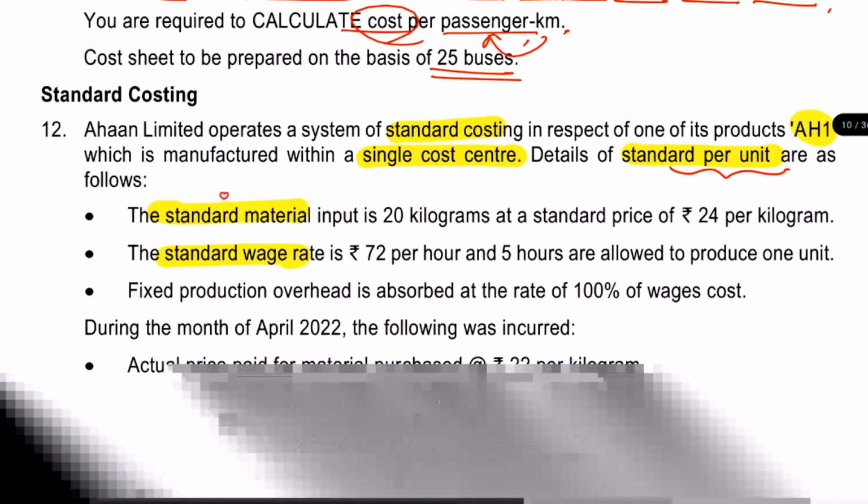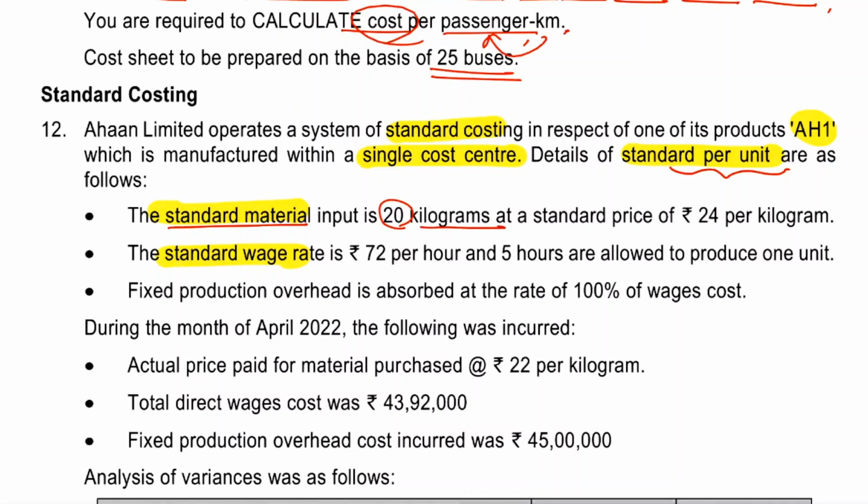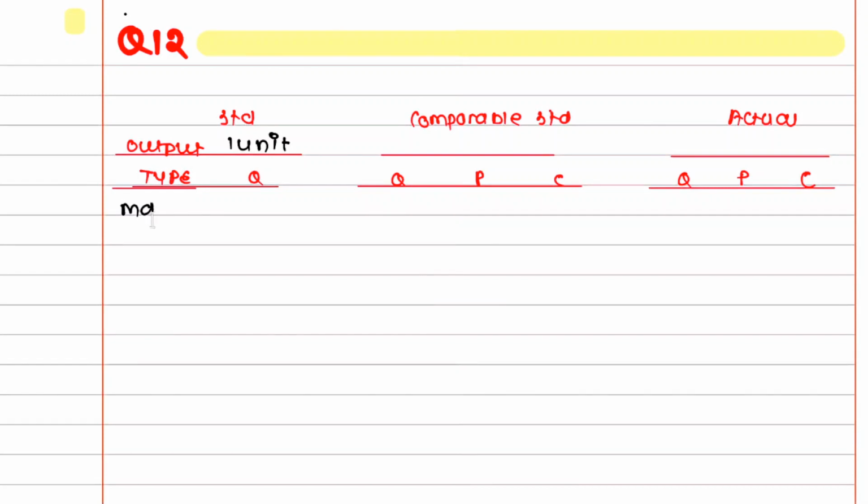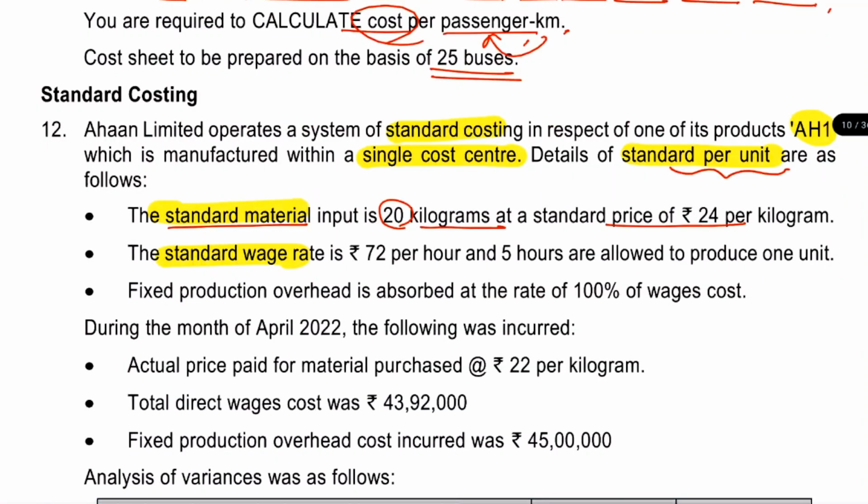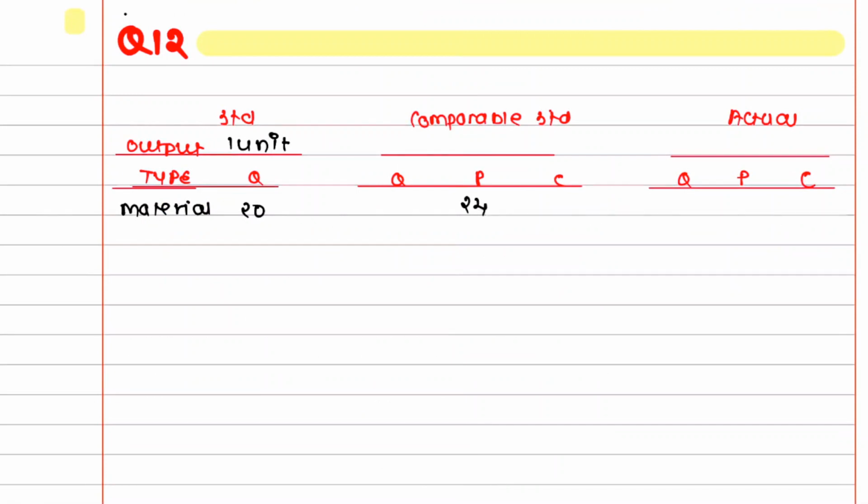If I read, the standard material is 20 kilograms at a price of rupees 24 per kilogram, if you see. So here we have data that can be seen: your price is 24 rupees here, and 20 kilograms of plastic, kg. We can write kg instead of kilogram. For 1 unit how much material is required? 20 kg, and that is going to be purchased at what price? That was given as 24. So I can write over here 24. Clear right now? Yeah. Aage.